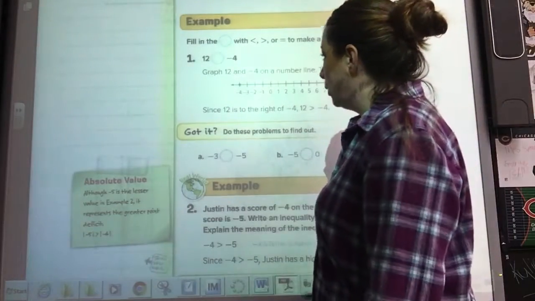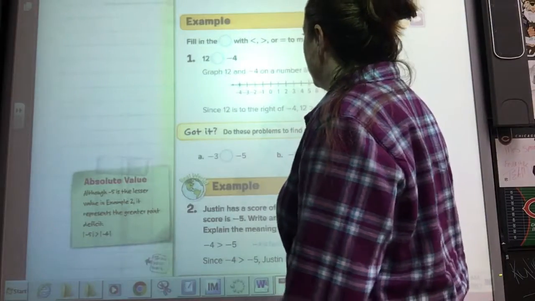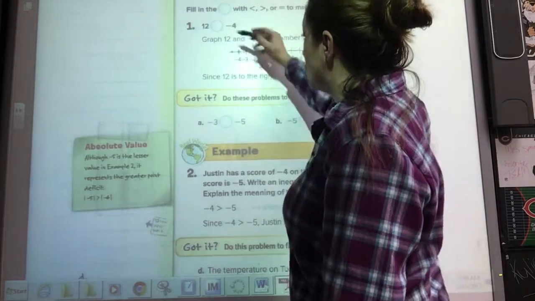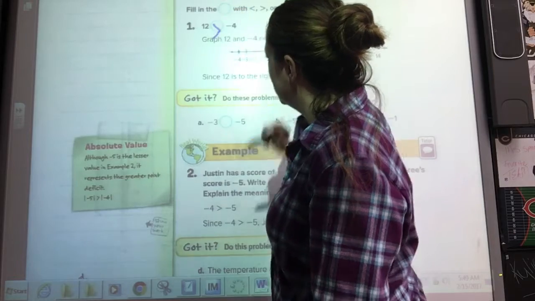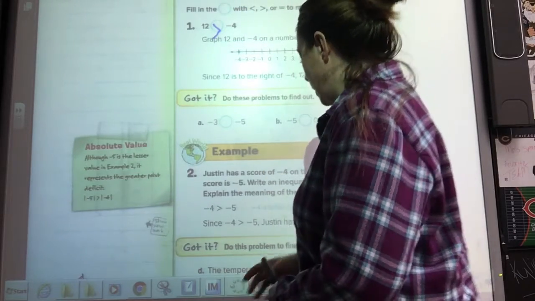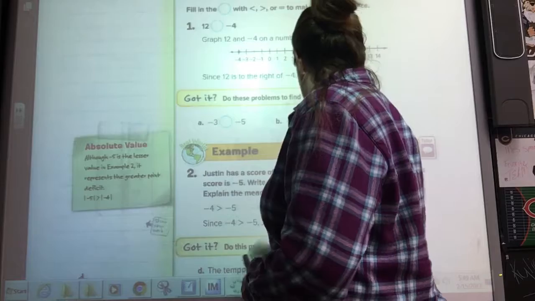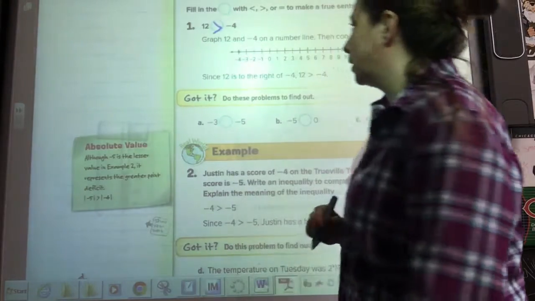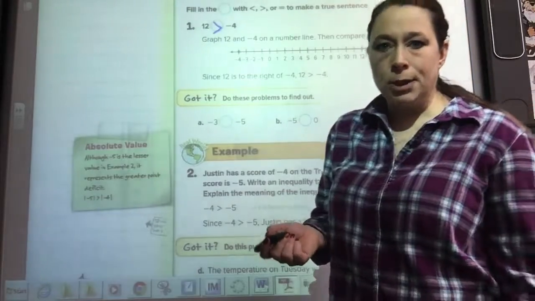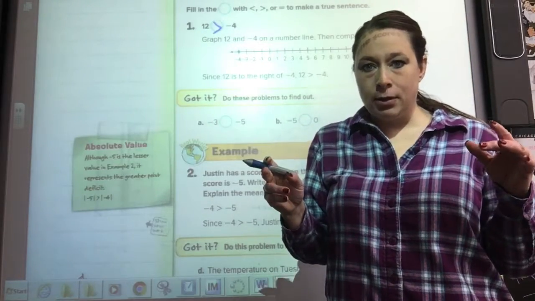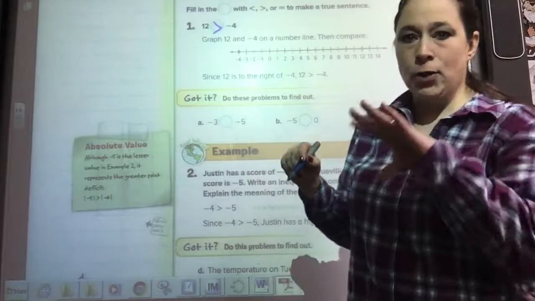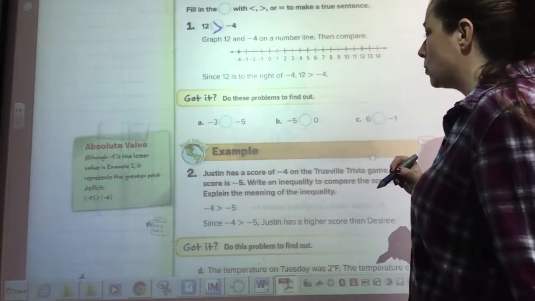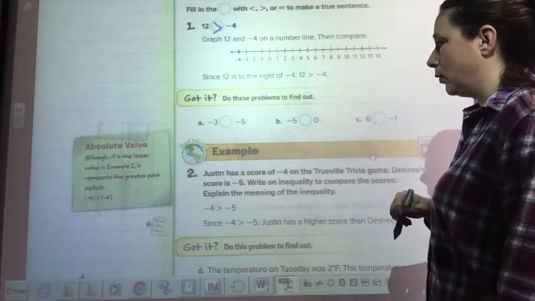So we are gonna write, I'm gonna move this up a little bit. Okay, so 12 is greater than -4. And wow, is my board off. Let's try that again. 12 is greater than -4. And I'm sure you were taught this in elementary school, like the alligator mouth eats the bigger number, right? So you always want to have the mouth open to the bigger number. Okay, so since 12 is to the right, it is greater than -4.